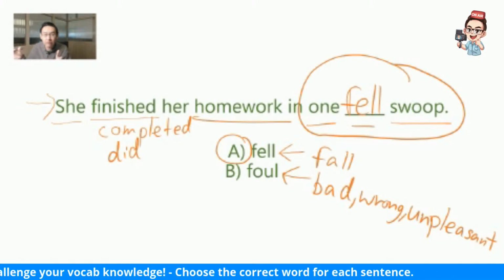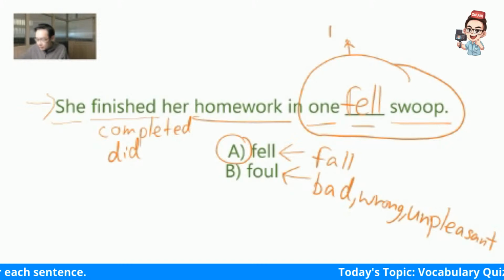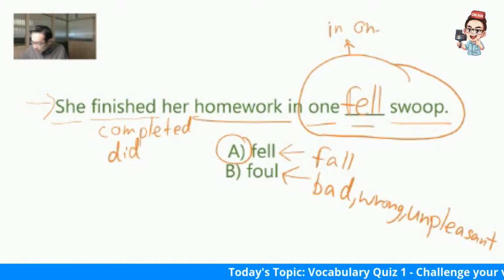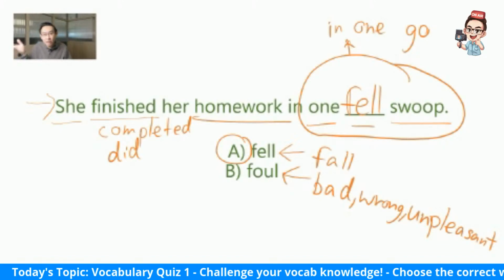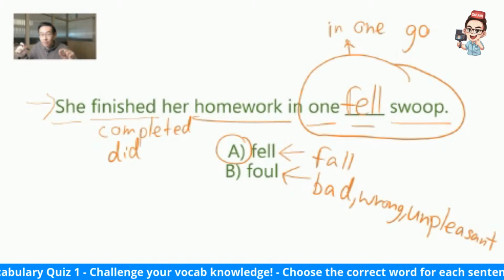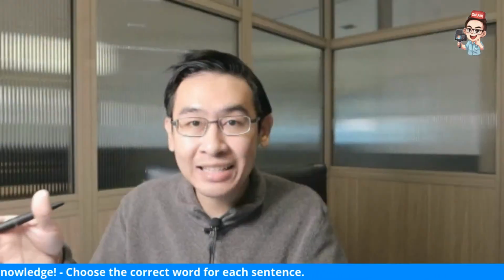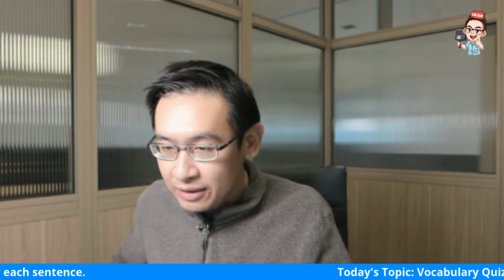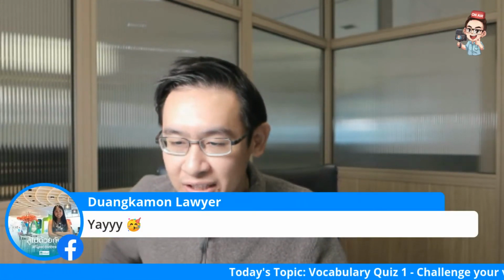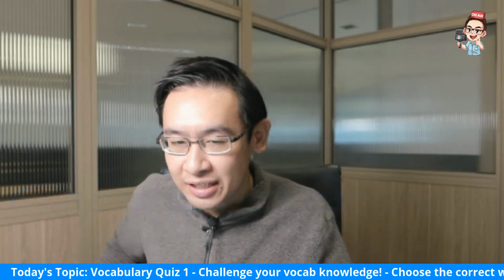It's just a part of a phrase, which means in one go. So in one fell swoop is the same as in one go. You start doing it, you don't stop until you finish, okay? Just remember this whole thing as a phrase, not just a single word. And yes, we got a couple of correct answers. Yes, Kun Dong Kamon, congratulations, you got the correct answer.